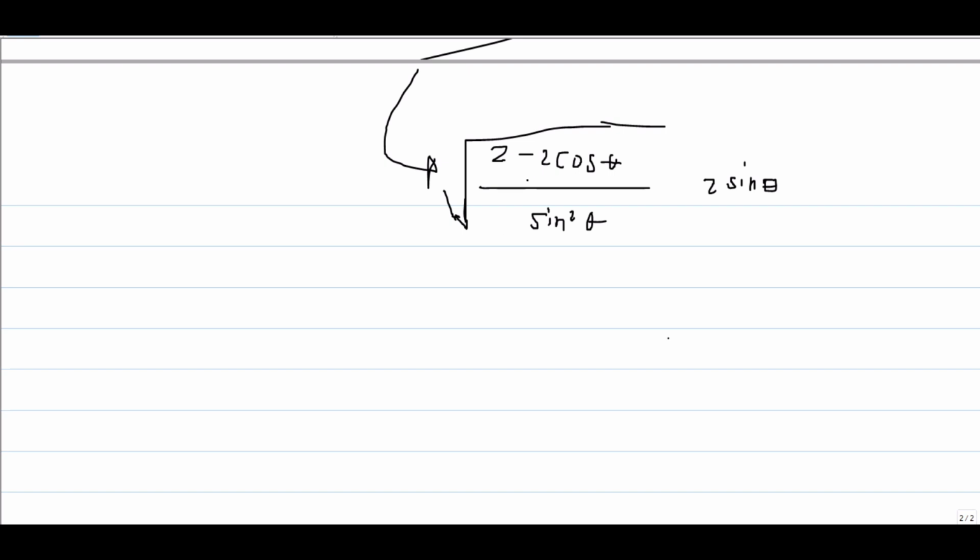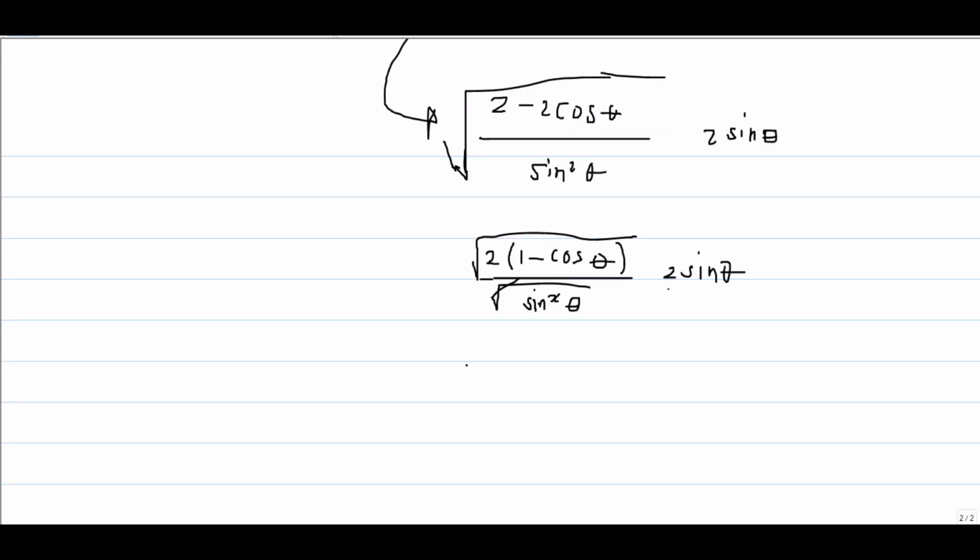Next, we factor out 2, and we take the square root of sine squared theta also. So we have 2 times 1 minus cosine theta, with a square root here, over the square root of sine squared theta, which is sine theta. We can now cancel out the radical symbol in the denominator, so we have the square root of 2, or 2 square root of 2.